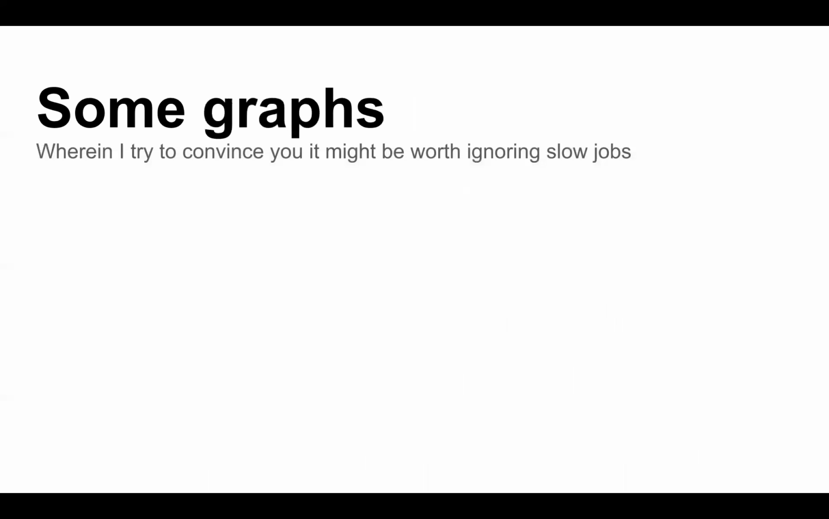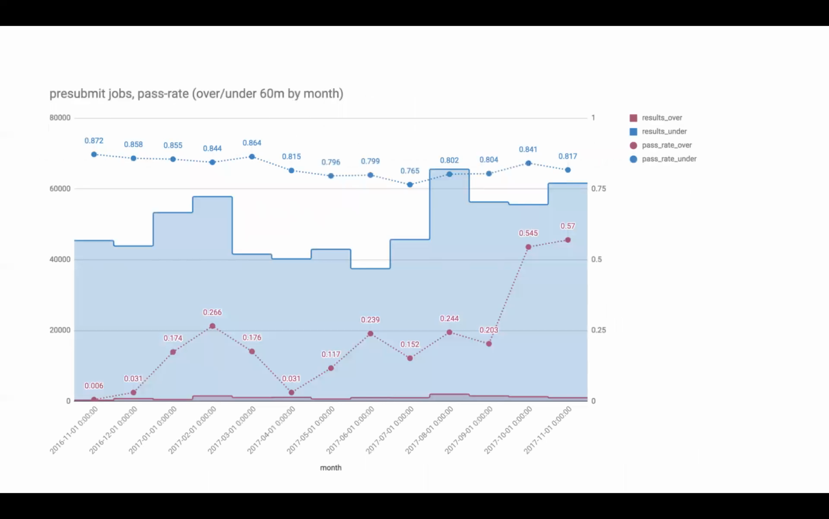Some graphs where I try to convince you that it might be worth ignoring slow jobs. So here's where I tried to break it up: the blue lines and bars represent jobs that take less than an hour, and the purple ones are jobs that take more than an hour. This is for pre-submit jobs. The bars are the quantity run per month, and the dashed lines represent the pass rate.